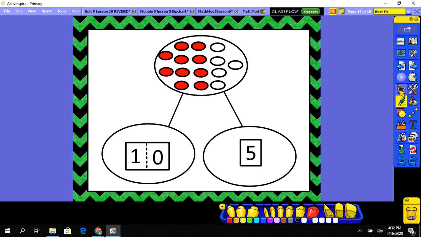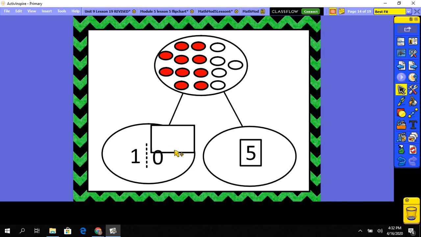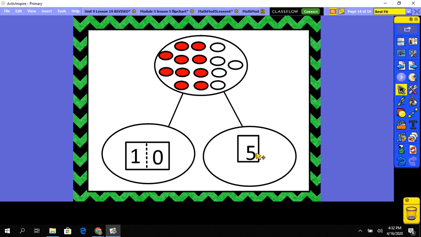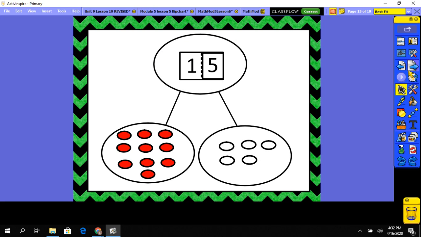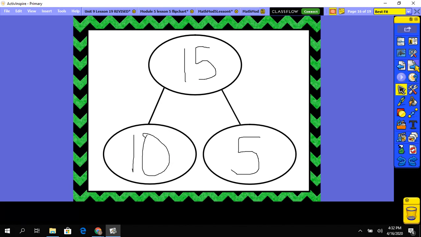What would my hide zero cards look like if I brought them together? My 5 would have to hide the 0. Let's look at our whole amount as a teen number. Remember, hide the 0. 15 is 10 and 5. Great job. I can also show this with just the numbers. 15 is 10, 5.